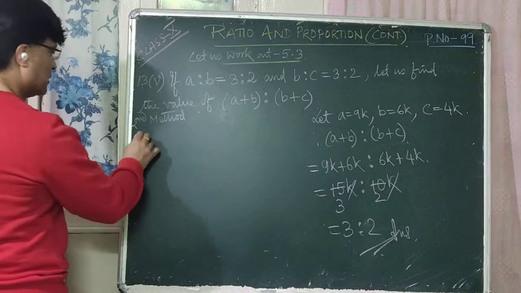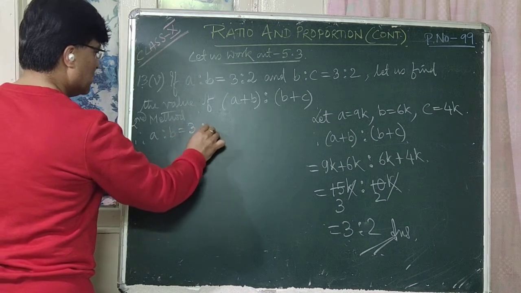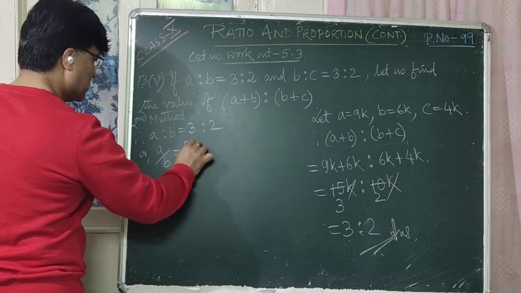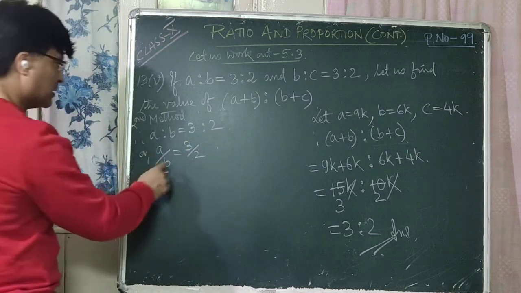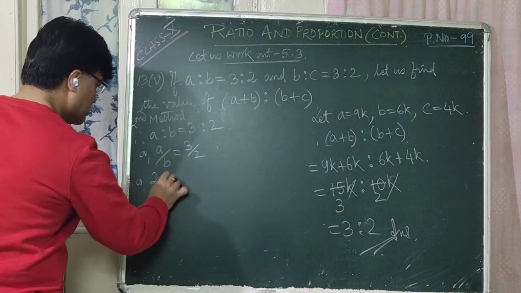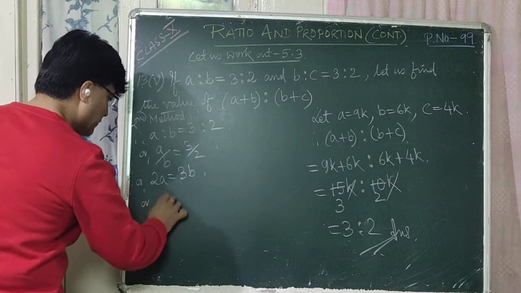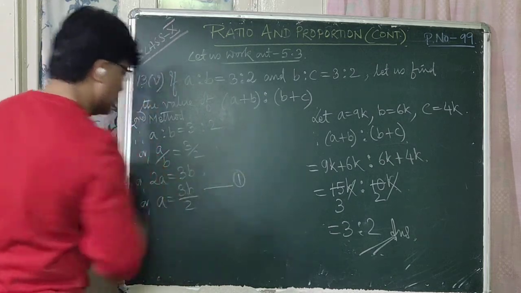This is your second method. That is A is to B is equal to 3 is to 2, or A by B is equal to 3 by 2. You can get the value for A here, isn't it? Let us cross multiply it. 2A is equal to 3B. Right? Or the value for A here is 3B by 2. Let us mark it number 1.